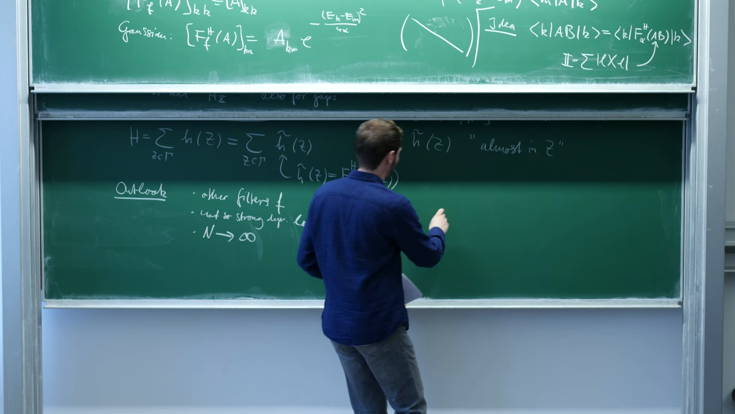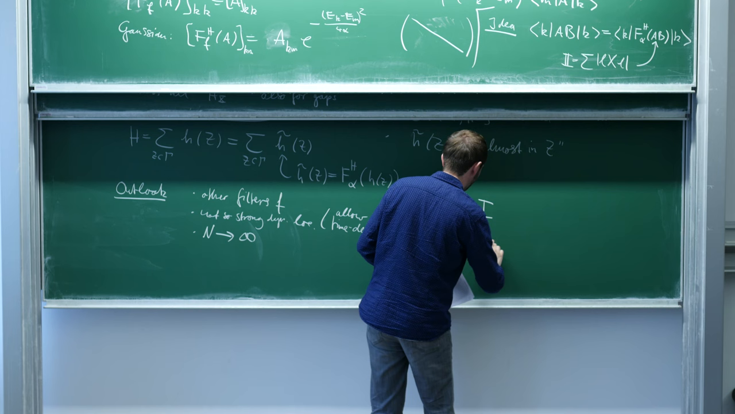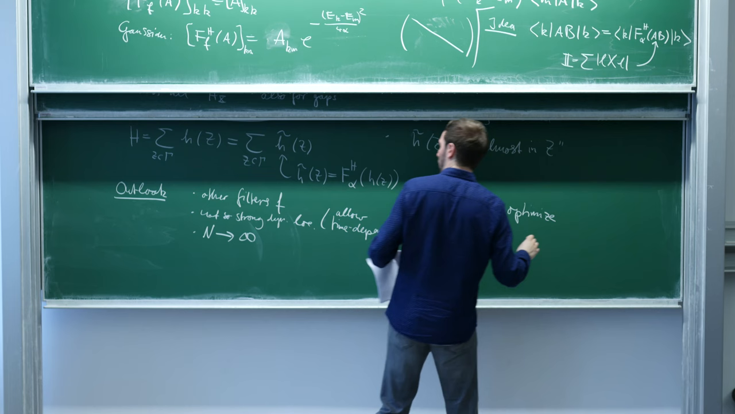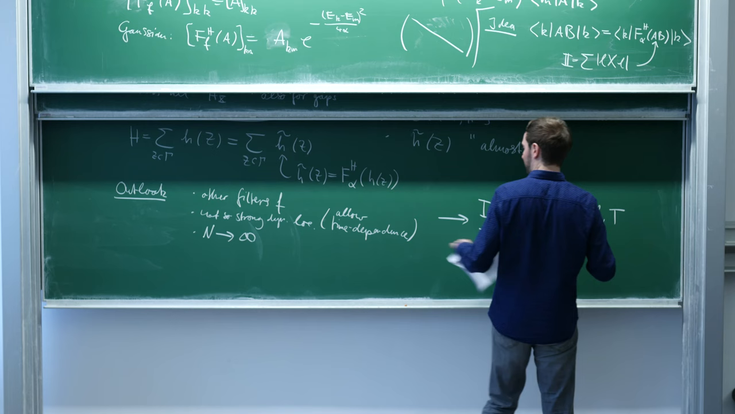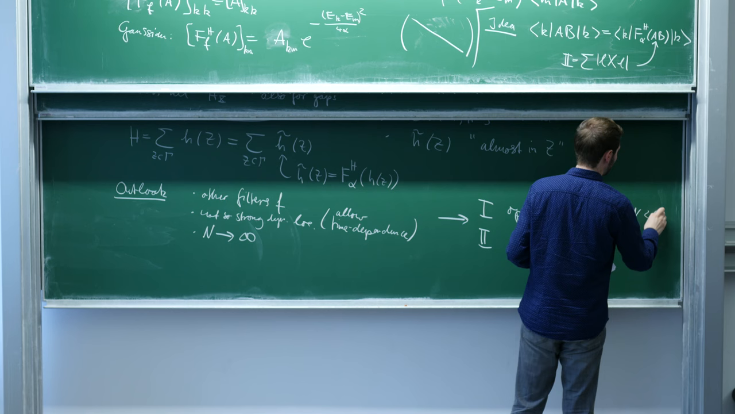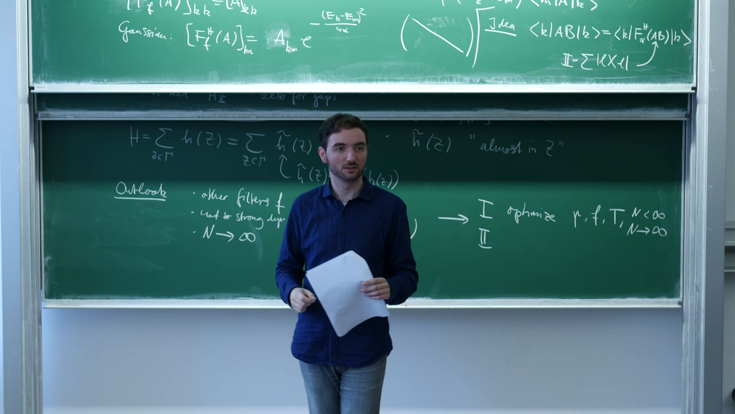This, I think, results in two general tasks. The first is to optimize this whole procedure in the variables gamma. Gamma is the gap in the spectrum, the filter function, and the time dependence. And do this for finite systems, and do this while asking about the thermodynamic limit.